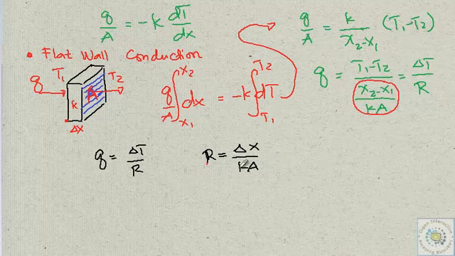So memorizing this is not really that difficult because it has some physical meaning. Resistance is proportional to the thickness: the bigger the thickness, the bigger the resistance. The area: the bigger the area, the smaller the resistance. And the conductivity: the bigger the conductivity, the more conductive it is, the smaller the resistance. It's in the denominator.